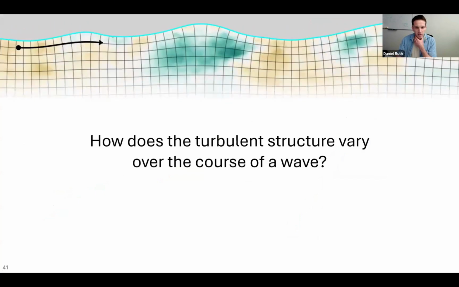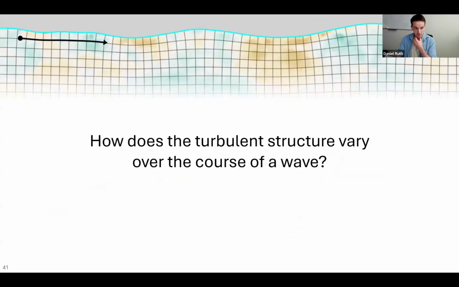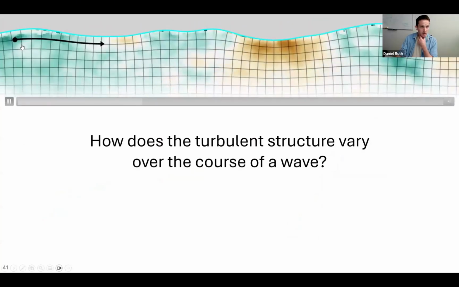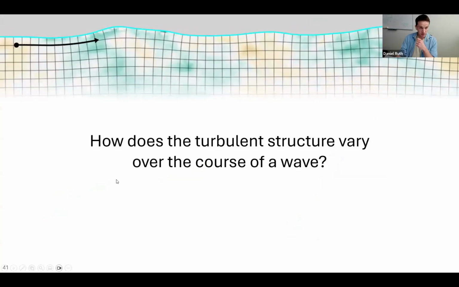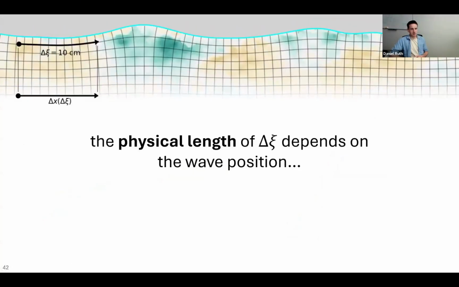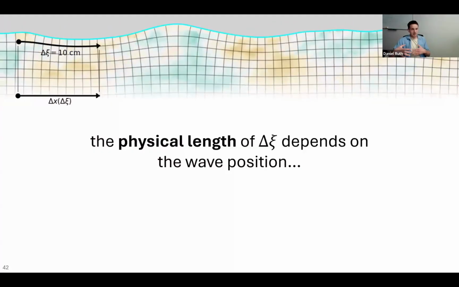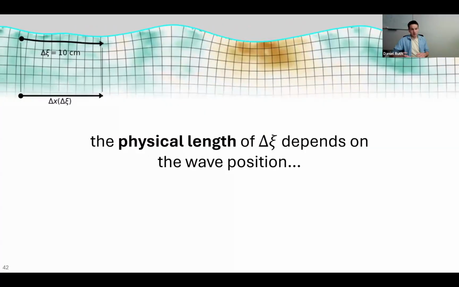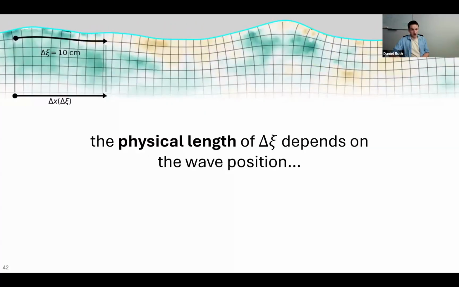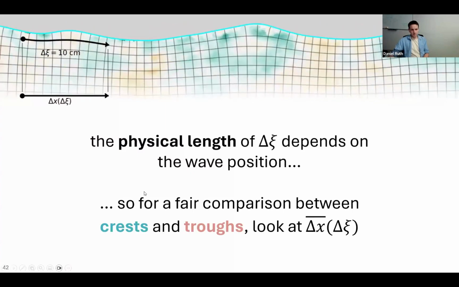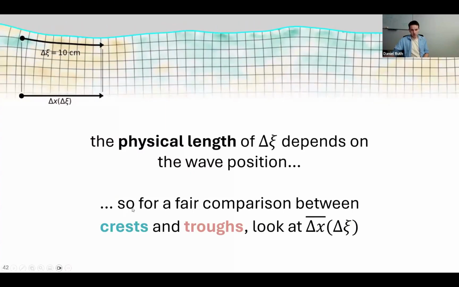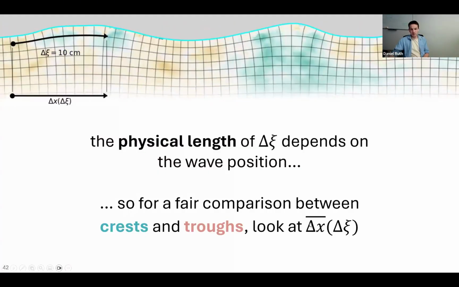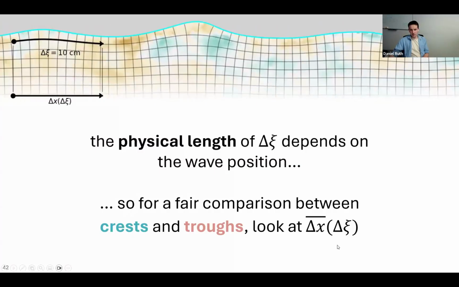All right, and to finish, I'm going to talk about how the turbulent structure might vary over the course of a wave. So again, we're going to be looking at spatial separations along this line that's some distance from the surface. You can see as the flow is moving, the physical length of this line, when put back into lab space, is changing. And it's going to depend on whether we're underneath a wave crest or a wave trough on how long this line physically is. So in order to do a fair comparison between the structure between the flow under crests and that under troughs, we're going to parameterize the distance now by this delta x rather than delta psi.